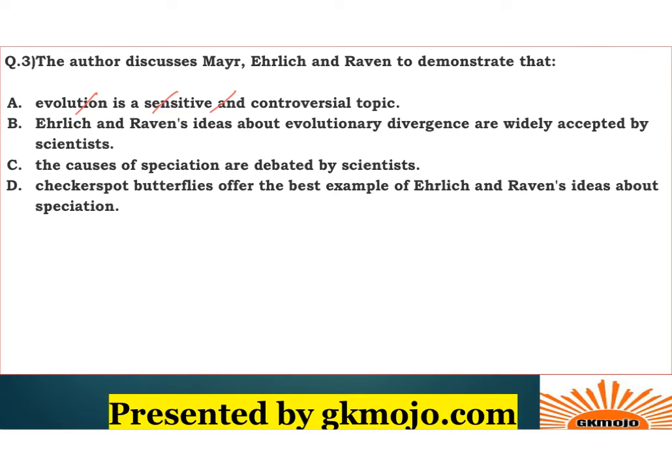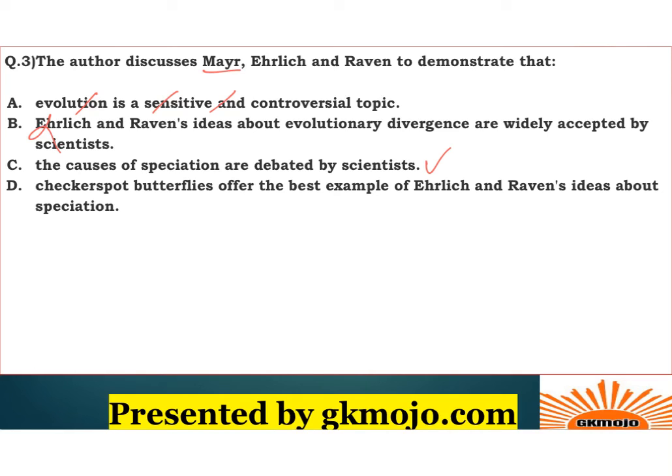Option number B, Ehrlich and Raven's ideas about evolutionary divergence are widely accepted by scientists. So what is the role of Mayer then? Because Mayer is also mentioned in the question. Hence this option does not discuss that. It's eliminated. C, the causes of speciation are debated by scientists. Yes, since it is debated by scientists, that is why the author gave us the points of view of Mayer, Ehrlich and Raven, right? So this option should be the correct answer.